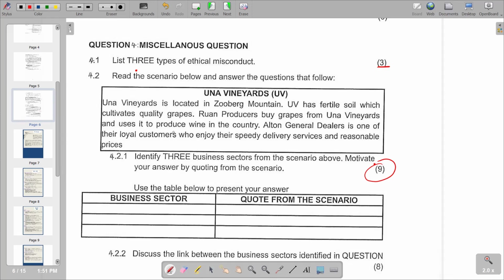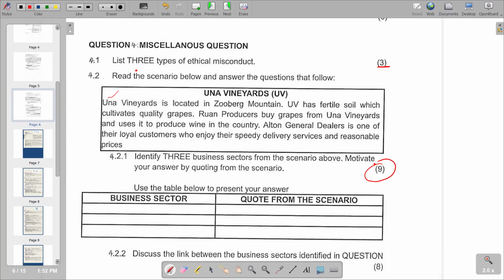So we need to identify them in the information that we have here. If you come here, you'll see the first sentence reads: UNA vineyards is located in Zumberg Mountain. It has fertile soil which cultivates quality grapes. So this is agriculture that is taking place, and we know that agriculture falls in the primary sector. So we have the primary sector as our first sentence.